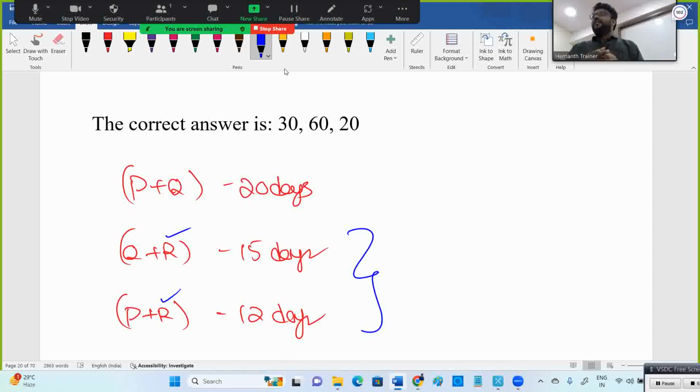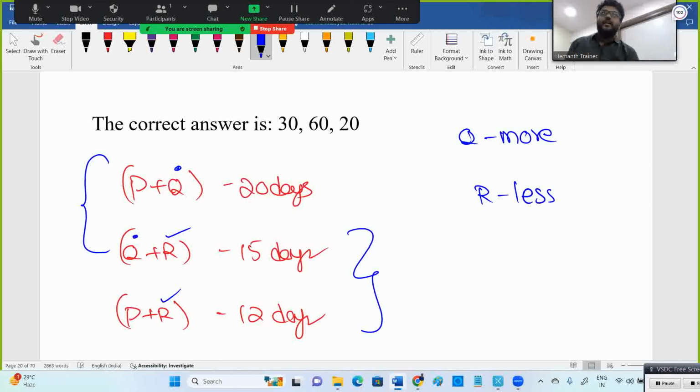So the logic is that there is no need to do all the calculations. If they ask who alone can complete the work fastly, take the least two times; the common one is R. Who will take more time? Take the highest two; among that, common is Q. So Q will take more time and R will take less time, fast. In between is obviously P. P is not the most time taken, nor the least; P is in between.